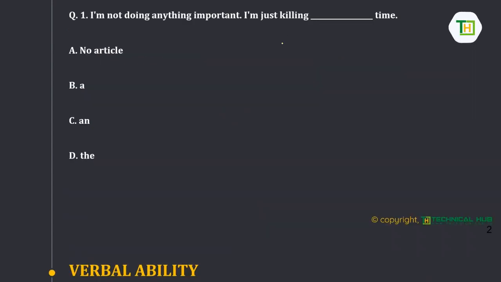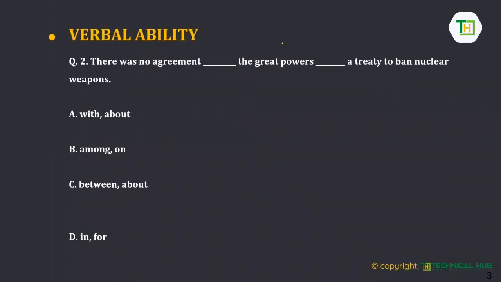Moving to the second question: there was no agreement dash the great powers dash a treaty to ban nuclear weapons. Let us see what is happening here. There is no agreement. Here you see many powers are there. Great powers means more than one, that means plural form. So we can use here the word that fits plural.